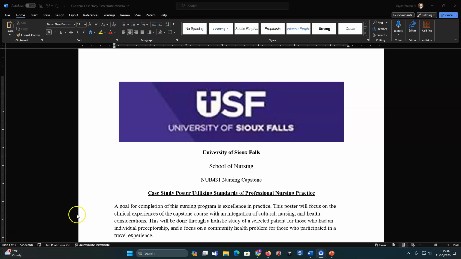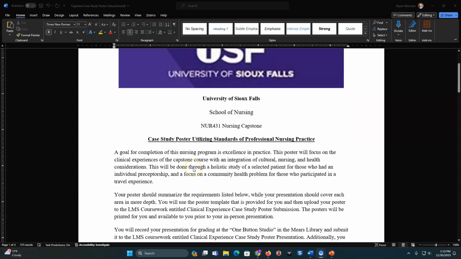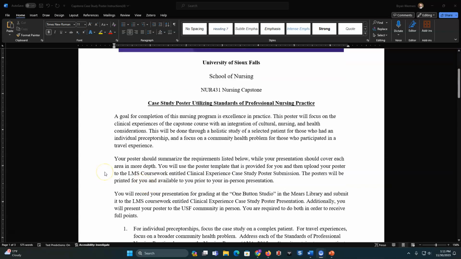So the goal for this is, as you're going through the entire nursing program, we really want you to have some excellence in practice. So this poster is going to focus in on those clinical experiences of Capstone with a focus on integration of cultural nursing and health considerations. This is going to be done through a holistic study. So basically you're going to tell the picture of your patient that you cared for, or a patient that you cared for. So it should summarize things very well, and hopefully all those different areas and subpoints of the poster will cover that.